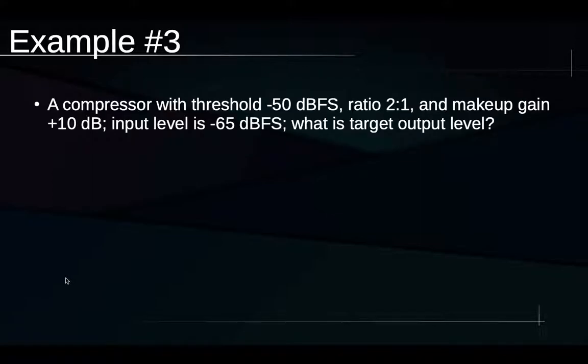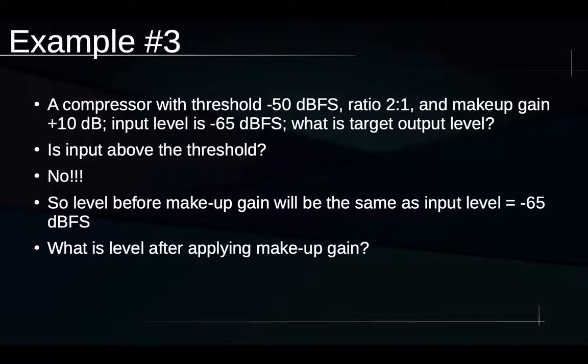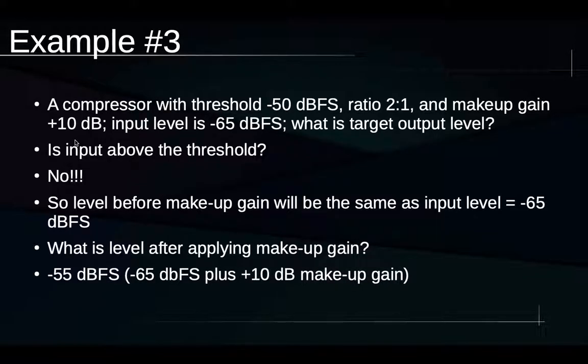Here's example number 3. Let's say we have a compressor with a threshold at minus 50 decibels full scale, a ratio of 2 to 1, and makeup gain of plus 10. Now we give it an input level of minus 65 decibels full scale, and the question is, what is the target output level? So the first thing we ask is, is the input above the threshold? No, minus 65 is not above the threshold. So compression doesn't happen. And the level before makeup gain will be exactly the same as the input level, minus 65 decibels full scale. But the makeup gain is always applied to everything. So what is the level after we apply the makeup gain? It'll be minus 65 plus 10, or minus 55 decibels full scale.